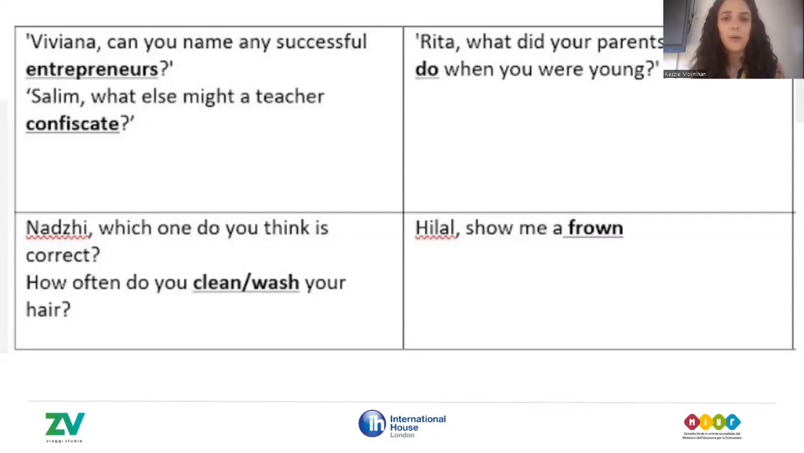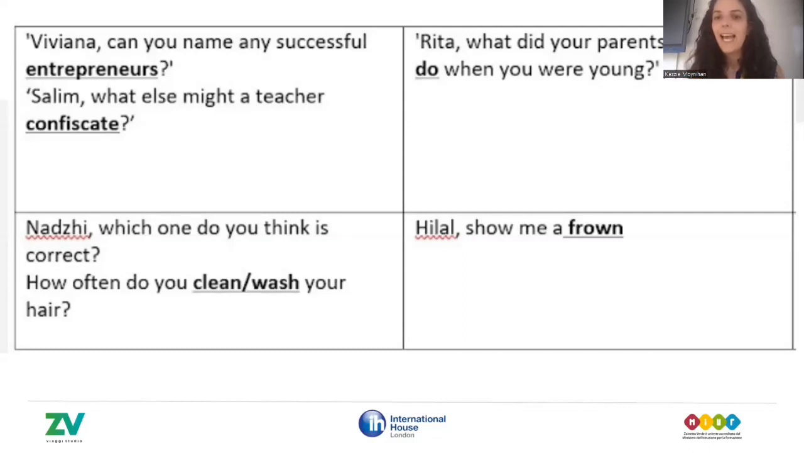How often do you clean or wash your hair? Again, another personalized example. But in this case, clean your hair or wash your hair, you're asking the student to think which one is correct. In English, we don't clean our hair, we wash our hair.